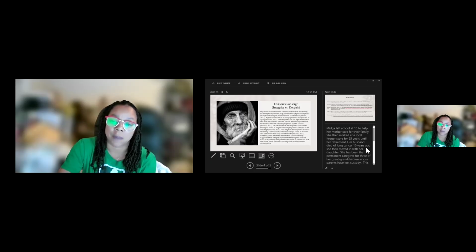This 72-year-old woman left school at 15 to help her mother care for their family. She then worked at a local Kroger's for 25 years until her retirement. Her husband then died of cancer 10 years ago, in which she had to move in with her daughter. She has also been the permanent caregiver of 3 of her great grandchildren.